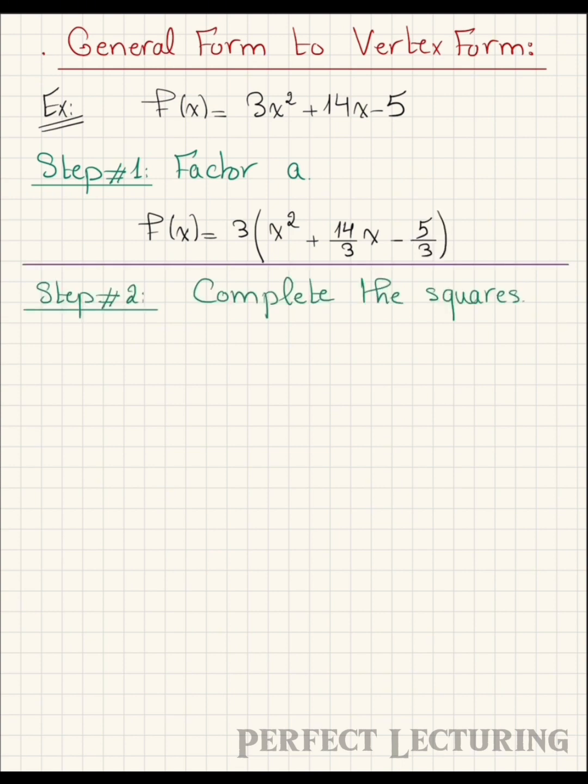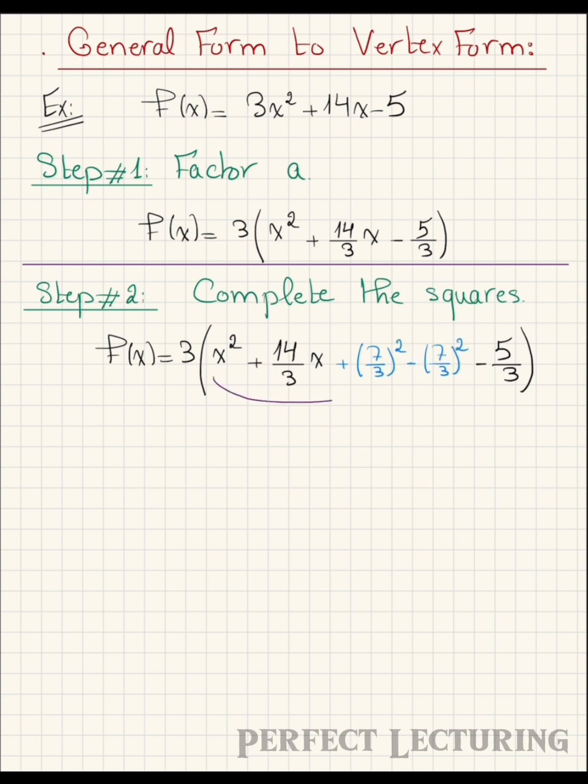Step number 2, we have to complete the square inside the parentheses. Thus, f of x is equal to 3 into x squared plus 14 over 3 x. And before we copy the last term, which is negative 5 over 3, we have to complete the square. We divide the coefficient of x by 2, so this becomes 14 over 3 over 2, and this is 7 over 3. Then, the answer that we got, we square it. So we add 7 over 3 squared and subtract the same number.